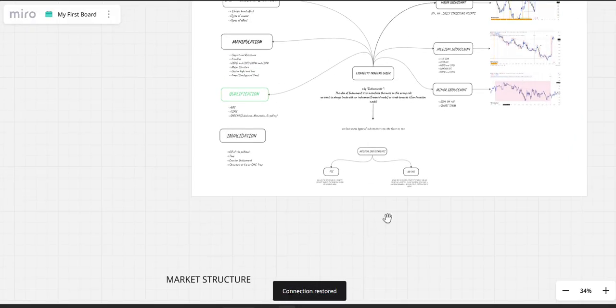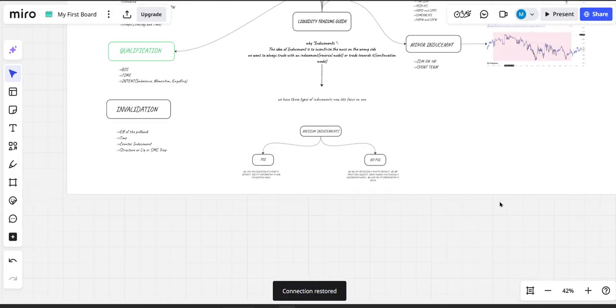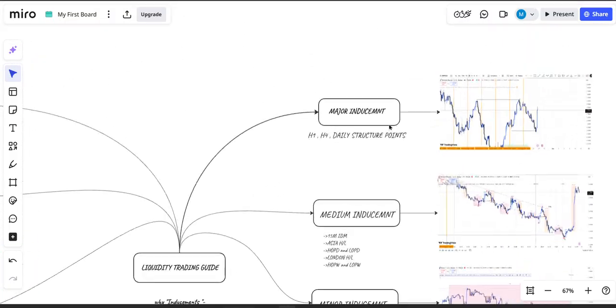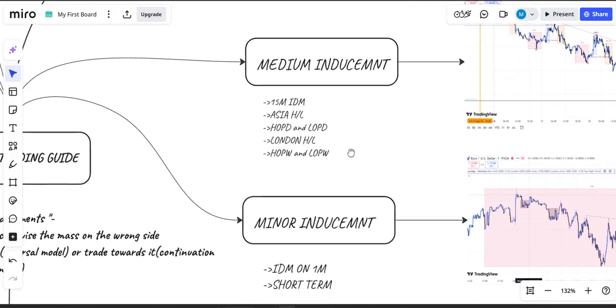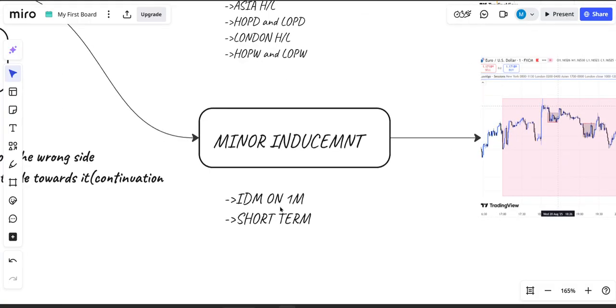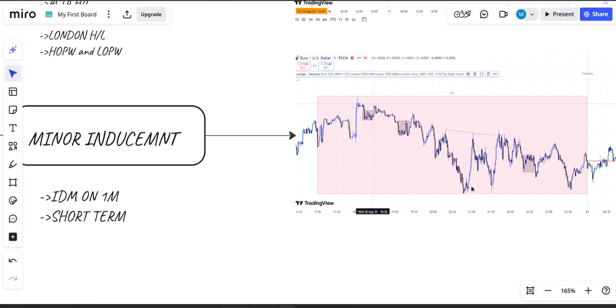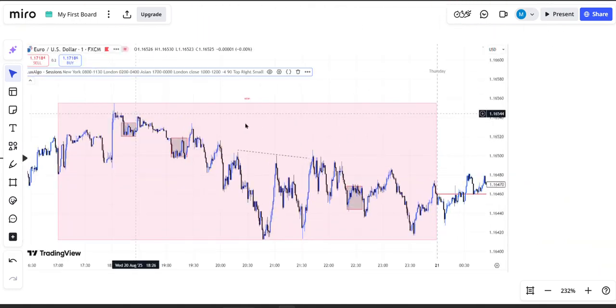Let's get to here. See, I have categorized for you the medium inducement. Inducement on 1 minute short term. I've got an example for you right here.